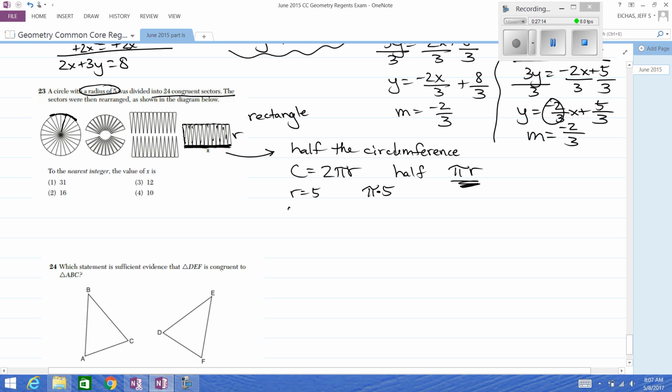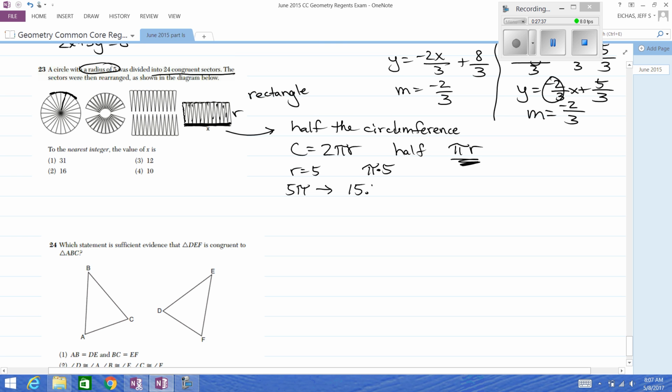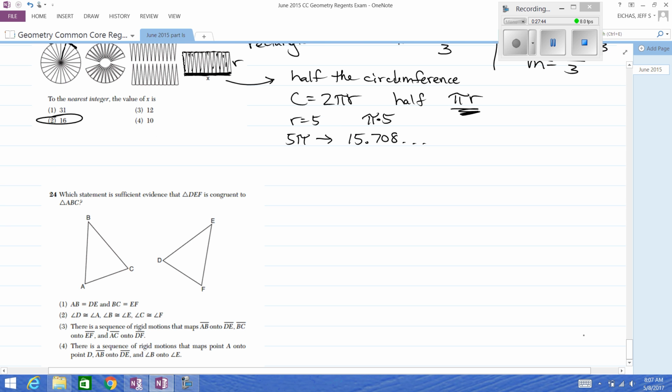Now, 5 pi to the nearest integer, we're going to have to type it in the calculator. Probably around 15, somewhere in that range. So 5 times pi. There it is, 15.708. So we'd have to round up to 16, and that's how you do 23. All right, last one on the part ones.